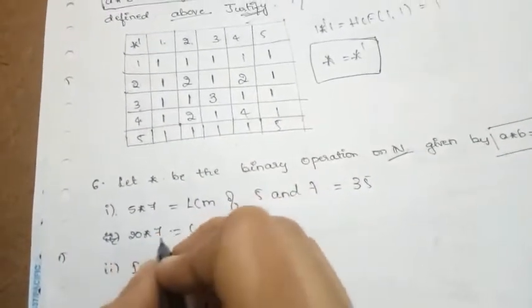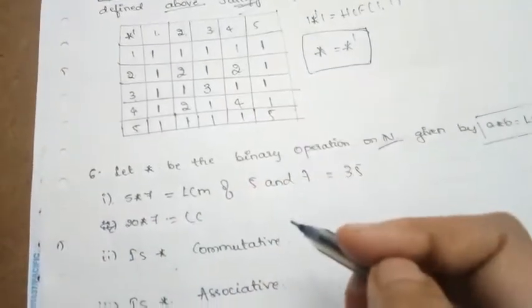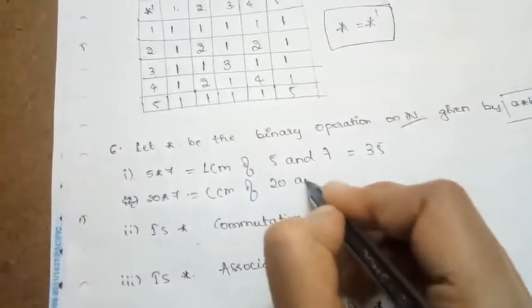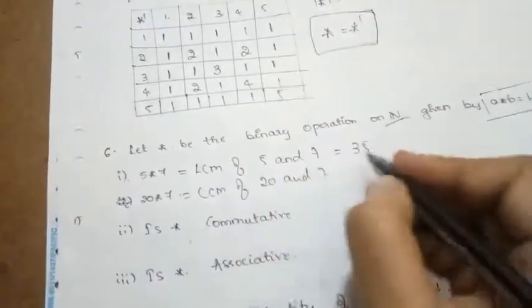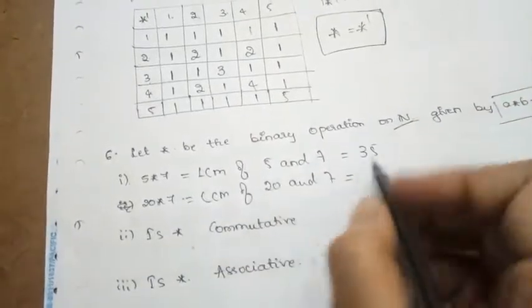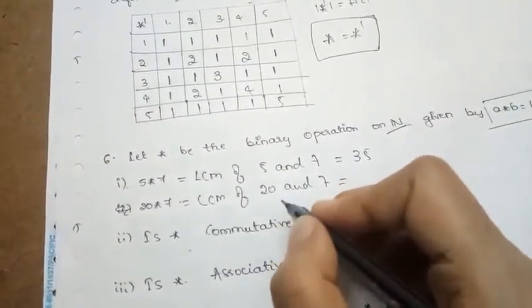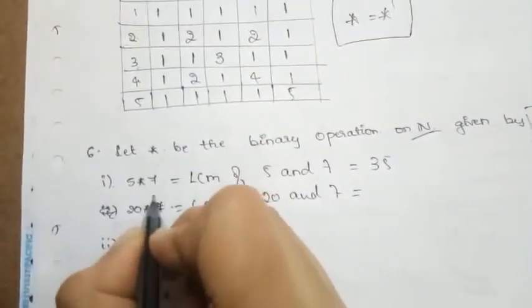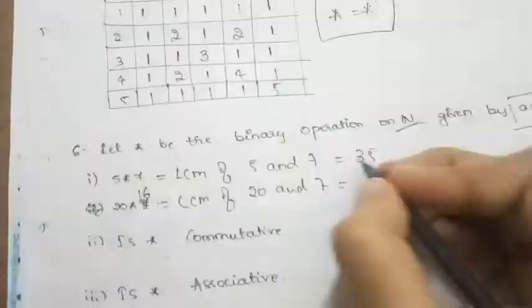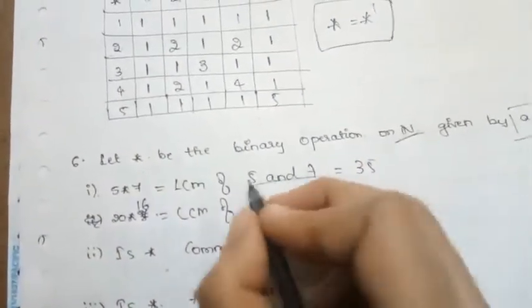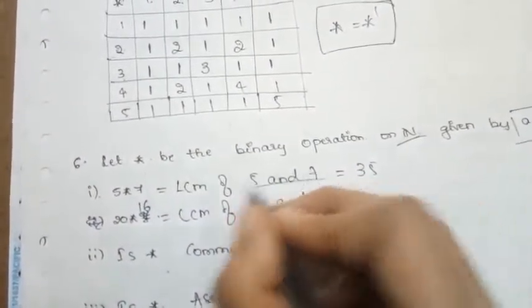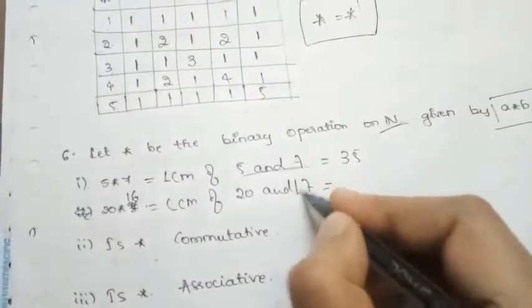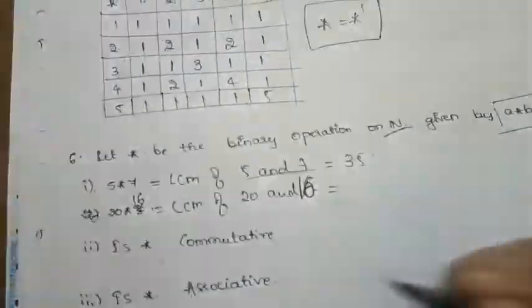Similarly, the next is 20 star 7? It is saying it is nothing but the LCM of 20 and 7. Since between 20 and 7 we have no common factor, so obviously what will be the LCM of 20 and 7? Sorry guys, there is a mistake in the question. It is not 20 and 7, it is 20 and 16. Here there is no common factor between 5 and 7, so obviously the LCM will be nothing but the product of these two numbers. For 20 and 16, you can take the LCM of 20 and 16.